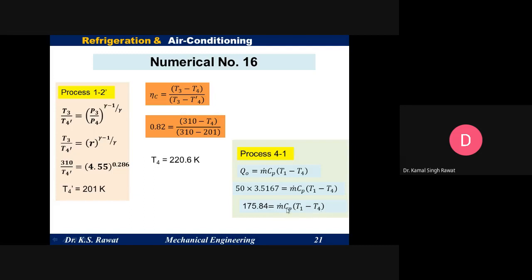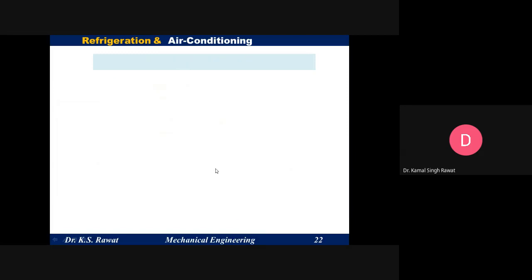So we have the value of Cp. We have the value of T1, 300, and we also have the value of T4, which is equal to 220.6 Kelvin. So now put the values in and tell me the mass flow rate.